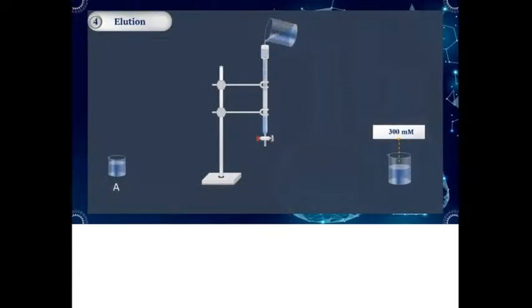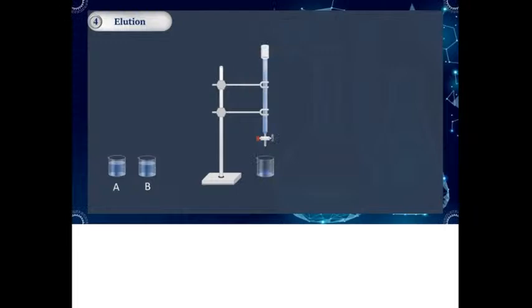Protein B has the lowest net positive charge, so it can be eluted first. Then, protein C, with the highest net positive charge, can be eluted next by increasing the salt concentration.